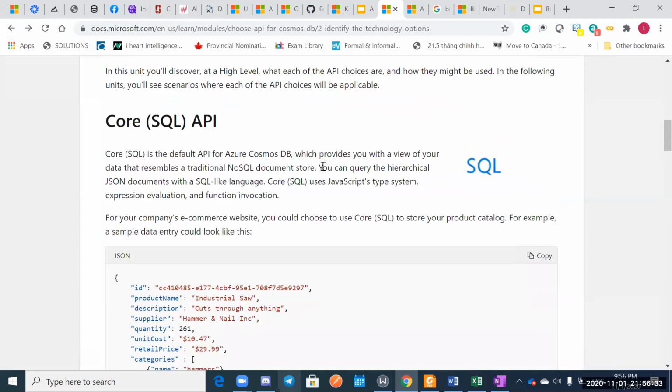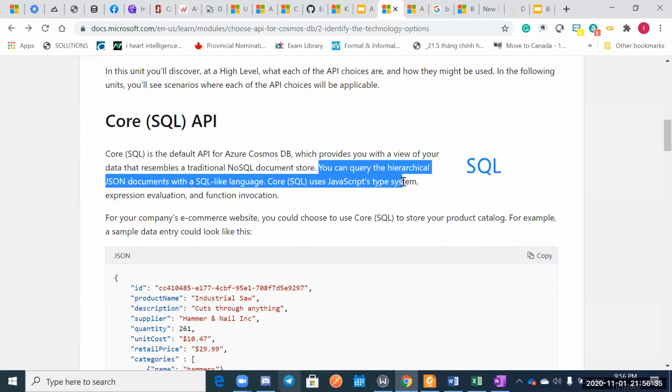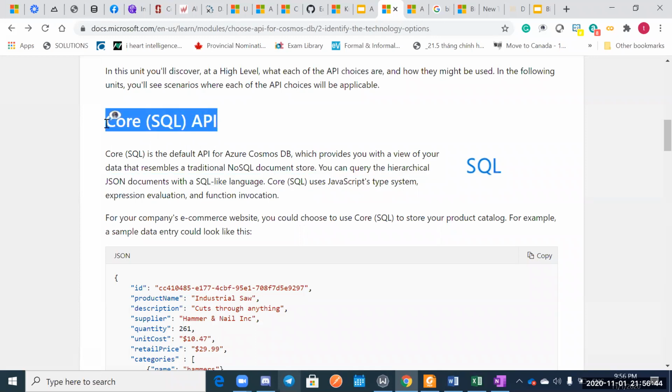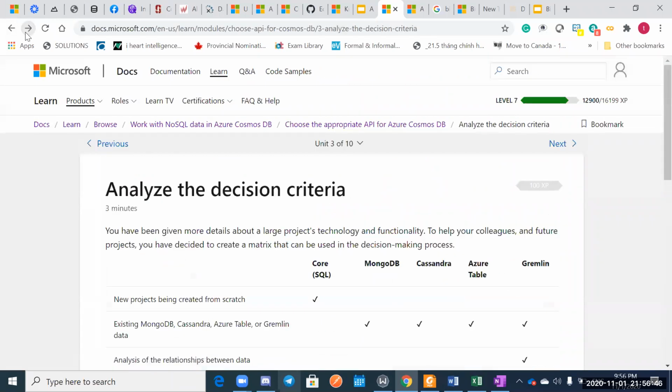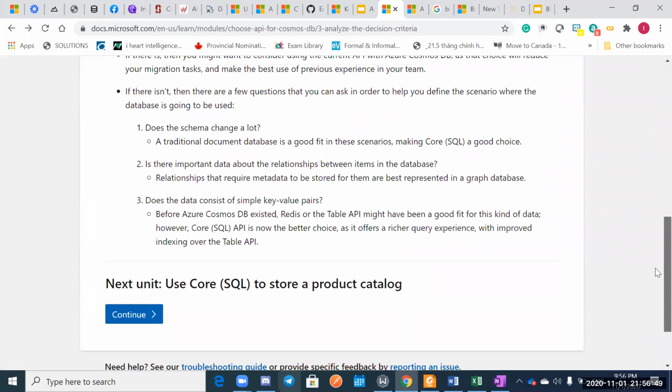So you see here, you can query the hierarchical JSON document with a SQL-like language. That is the feature of Core SQL API. Are you guys still with me, or are you lost in this?